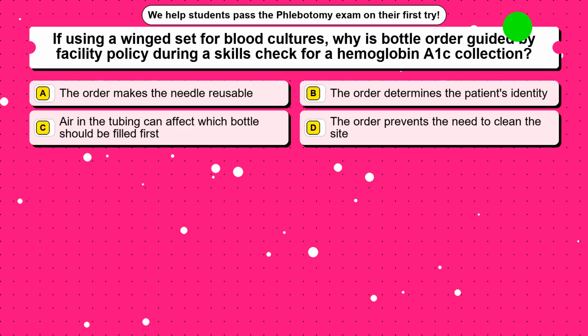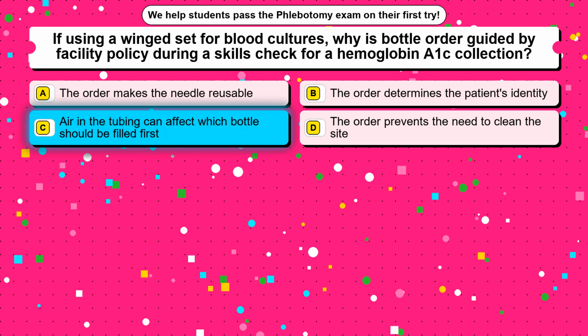Question 45. If using a winged set for blood cultures, why is bottle order guided by facility policy during a skills check for a hemoglobin A1C collection? Option A. The order makes the needle reusable. Option B. The order determines the patient's identity. Option C. Air in the tubing can affect which bottle should be filled first. Option D. The order prevents the need to clean the site.